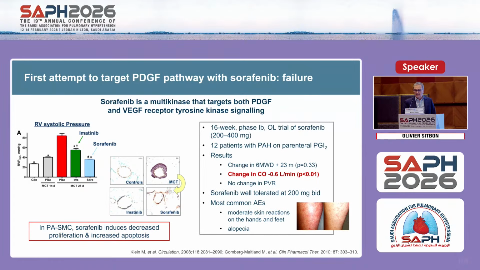Let's go to human. There was a very small study including 12 patients with PAH on parenteral prostacyclin. It was on top of patients receiving a heavy treatment. And as you can see, this was a very small, open label, 16-week study. We observed a non-significant increase in 6-minute walk distance, but also a decrease in cardiac output in those patients, and finally, no change in PVR.